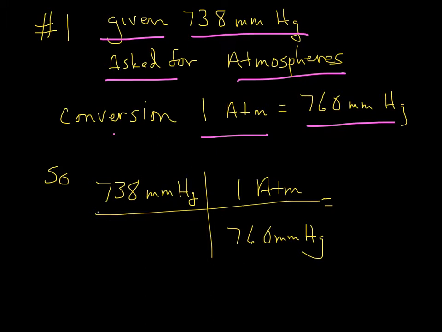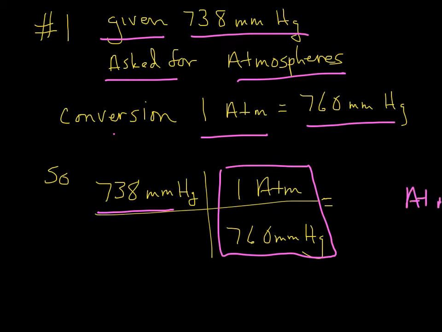So here I put my given information. The conversion shows up right here. 1 atmosphere, that's what we're looking for over here. I want ATM, and my given unit is 760 millimeters of mercury. So when I multiply and then divide, that's going to give me your answer. So essentially it's 738 times 1 divided by 760. Got it?